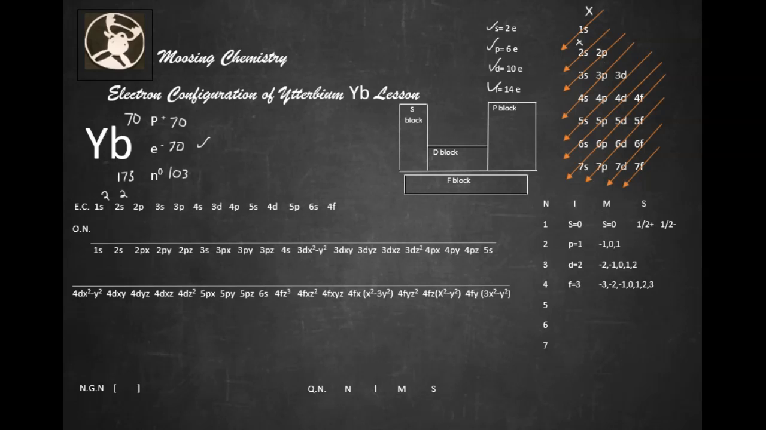2s2. Come back up here, 2p6. 3s2. Wow, this is so cool. 3p6. See how easy this is? It is so easy. 4s2. Wow. 3d10. A lot of sliding. 4p6. 5s2. 4d10. 5p6, 6s2, and finally 4f14. See how easy that was?